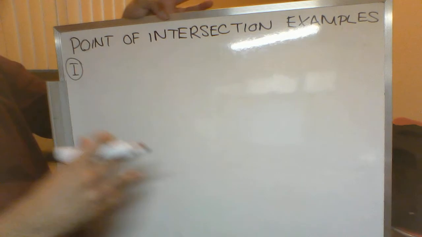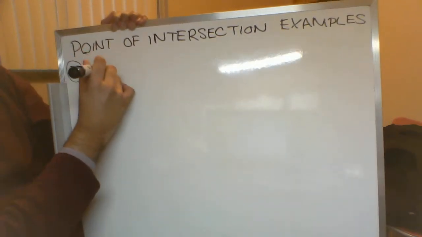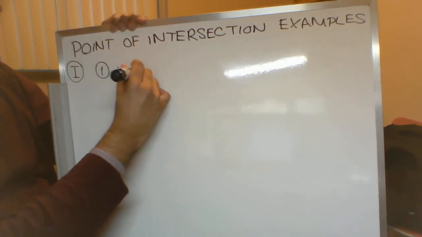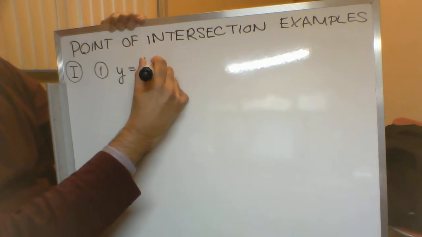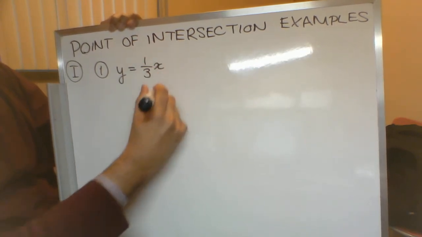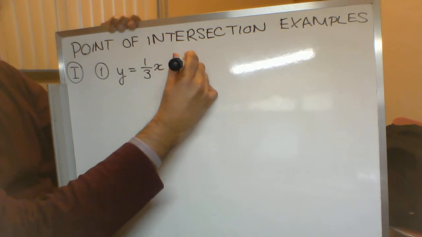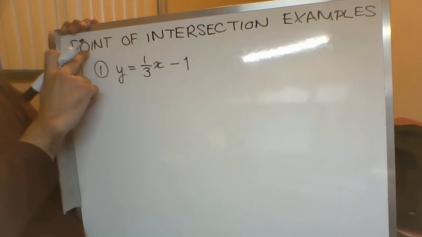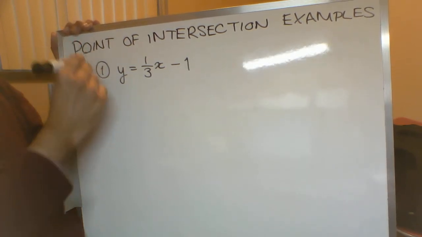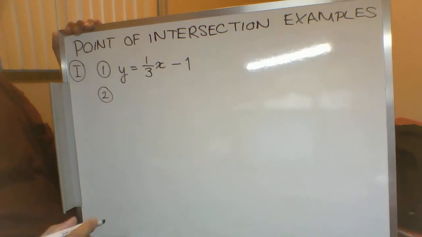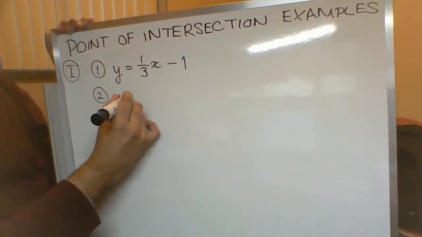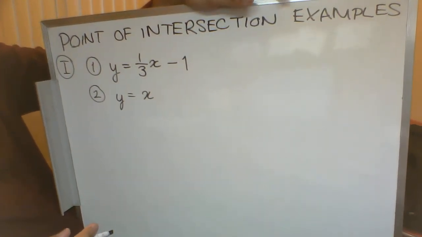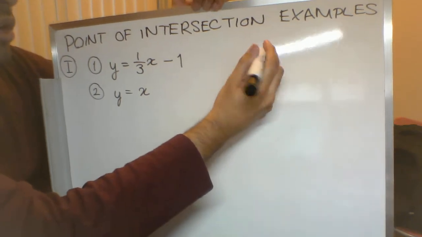So the first line will obey the equation y equals 1/3 x minus 1. In a second, we'll work on figuring out the slope and intercept of this line and of the second line. And the second line is much simpler. It's just y equals x, which is the easiest line that we could probably hope to draw, or at least one of the easiest lines.